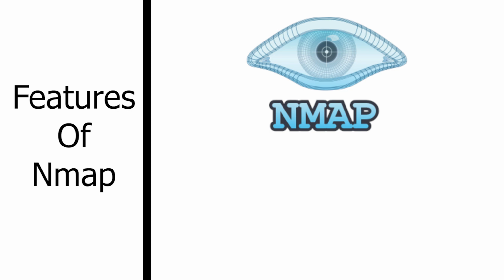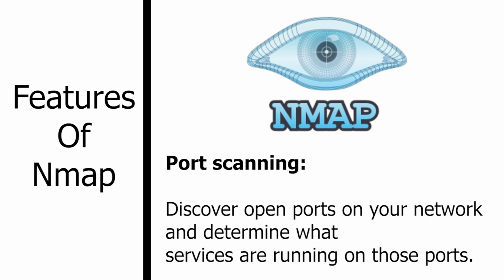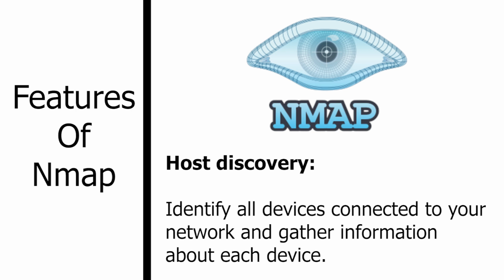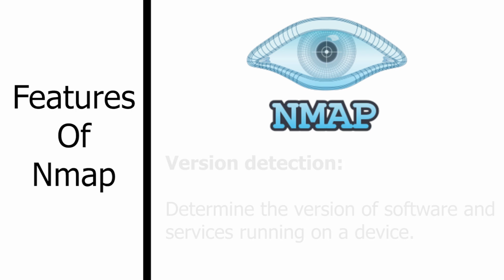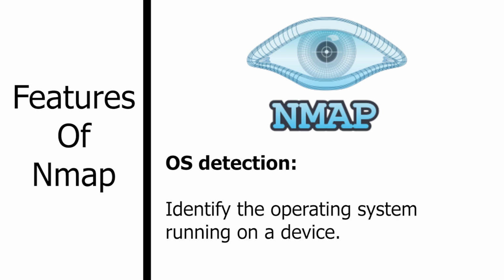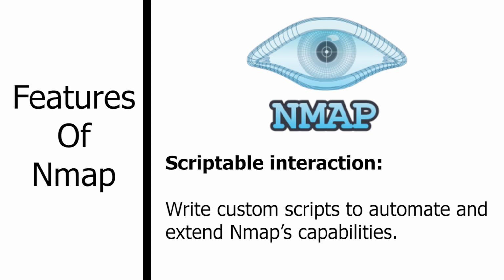Here are just a few of the things you can do with Nmap. Port scanning: discover open ports on your network and determine what services are running on those ports. Host discovery: identify all devices connected to your network and gather information about each device. Version detection: determine the version of software and services running on a device. OS detection: identify the operating system running on a device. Scriptable interaction: write custom scripts to automate and extend Nmap's capabilities.